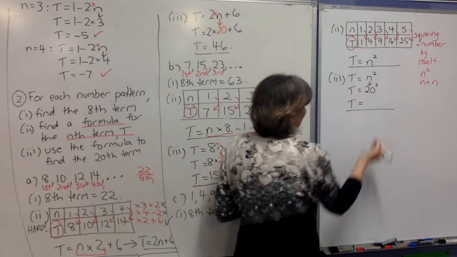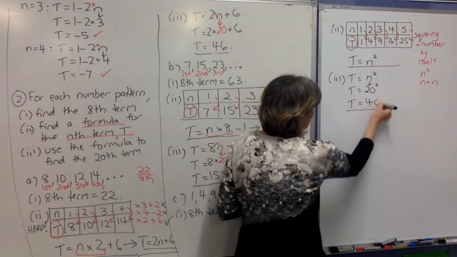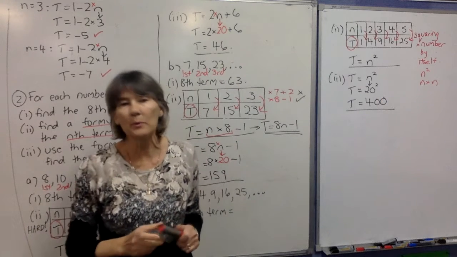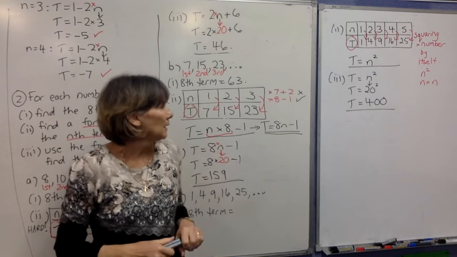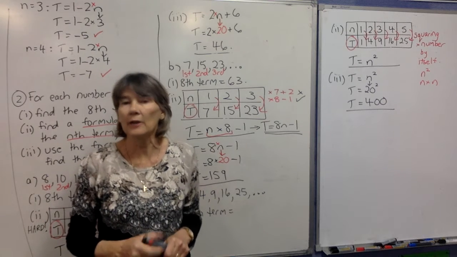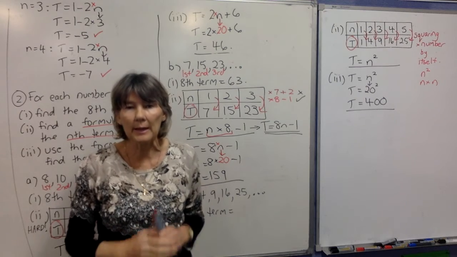So 20 is going in for n. And use your calculator to do 20 squared. Hope you've remembered where that key is on your calculator. And it'll give you 400. Okay, so I'm coming back in the next video to do some more examples on this because it needs practice.